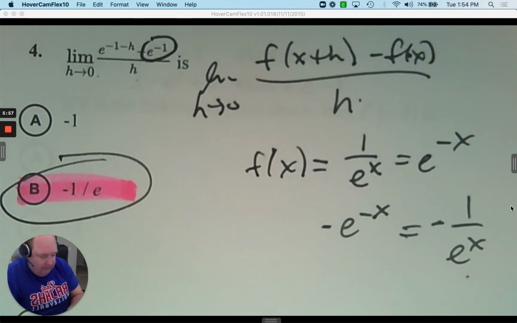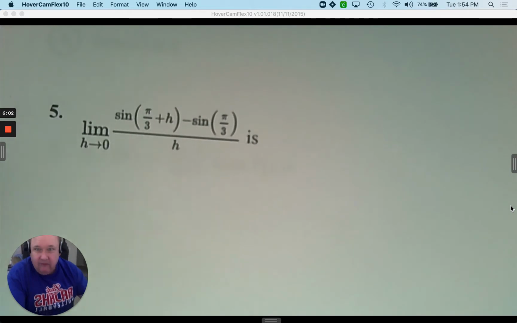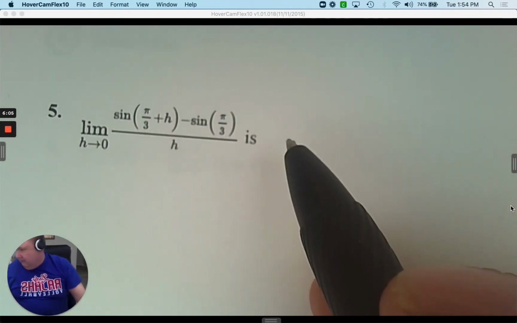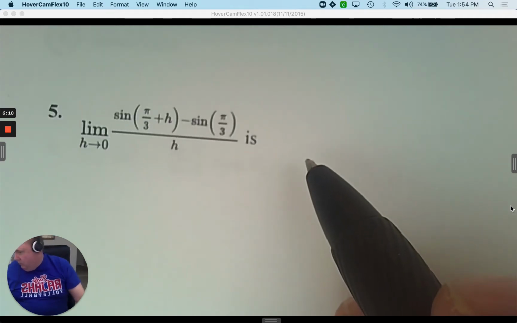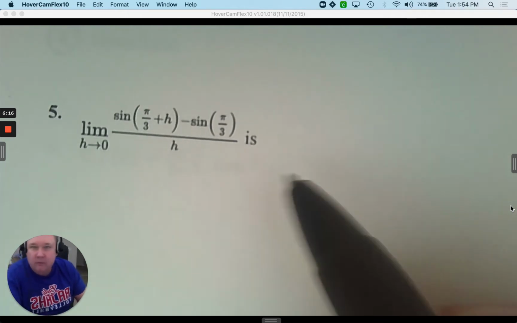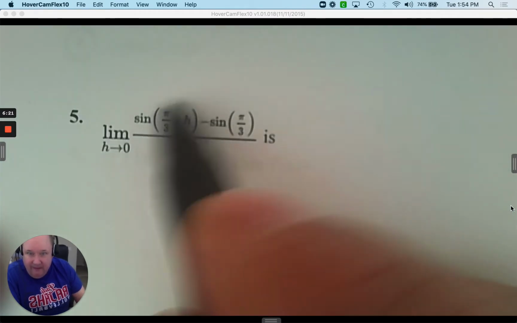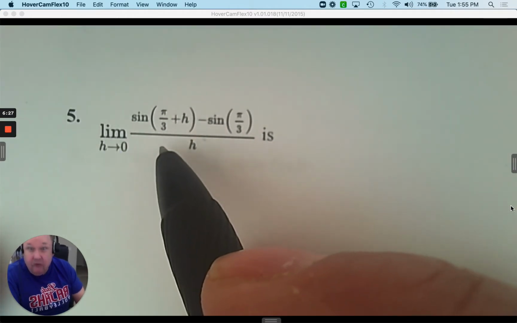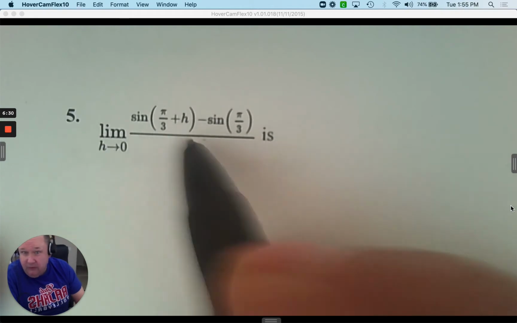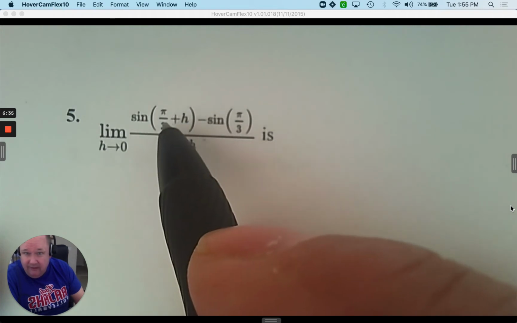All right, number 5. Again, this is like the limit definition of a derivative. So get a sense of what we're looking at when we're doing it. So as it's approaching 0, right? Think of this again in terms of what this limit definition is. You could also take the derivative too, by the way. So this limit is definitely indeterminate. If you plug in 0, it's 0 over 0.